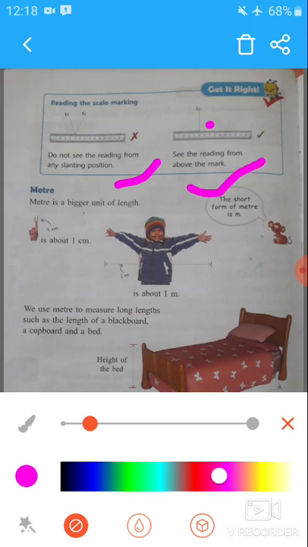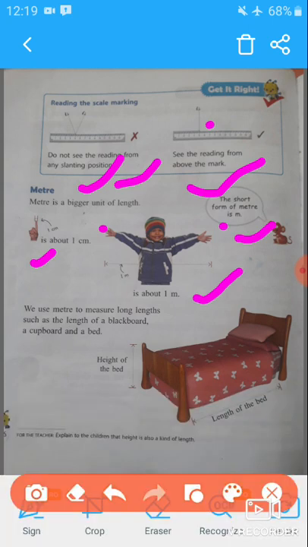Now let's come to the next unit, that is meter. So students, meter is a bigger unit of length and the short form of meter is m. Students, look at this finger. What is the measurement of this finger? Yes, this finger is about 1 centimeter. And now look at this picture, from here to here, the measurement will be about 1 meter. It means meter is a bigger unit of length.